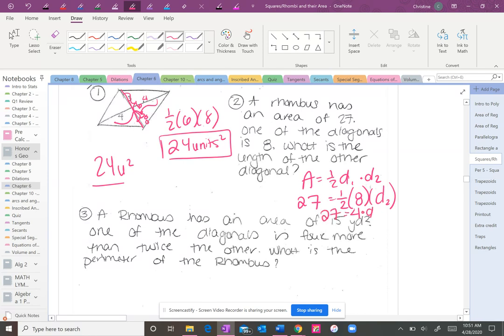Well, let's use a calculator. Or don't. 27 over 4 is 6.75. So D2 is 6.75. Remember, this is not an exponent. So do not do anything involving exponents. Diagonal number 2 is 6.75 units.